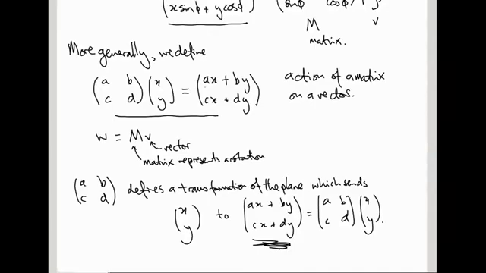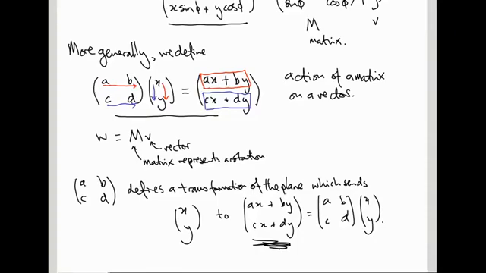So how do we get this top entry, ax plus by? We work our way across the top row, a, b, and we work our way down the column of the vector, and we multiply a times x, b times y, and we sum up those results, and we get ax plus by. And to get the bottom entry, we work our way across the bottom row and down the column of the vector, and we do cx plus dy.